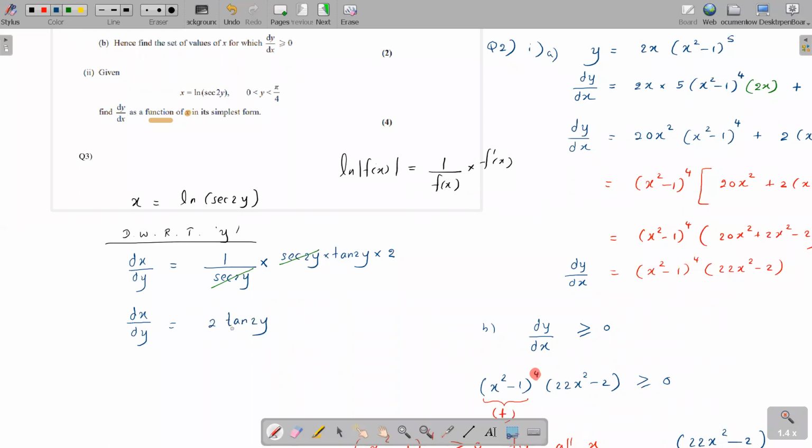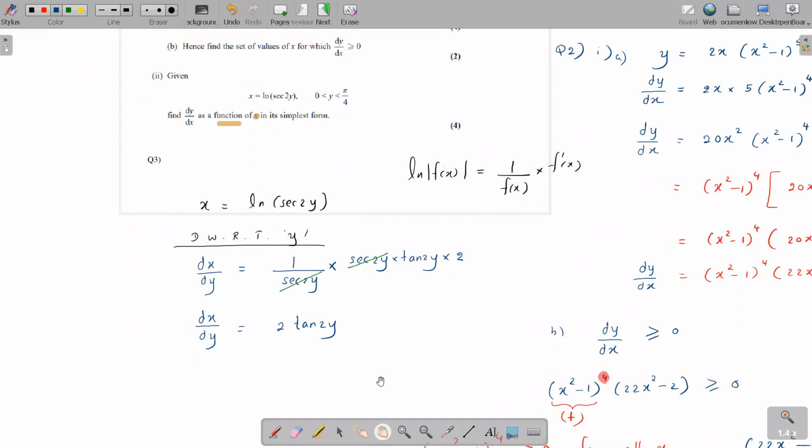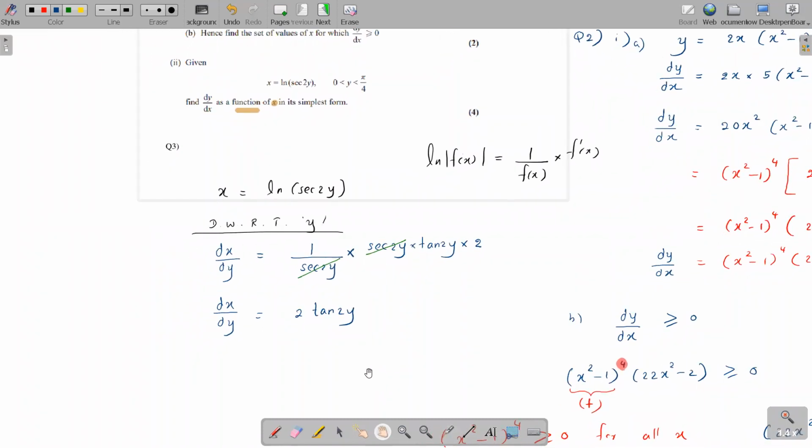Is that okay? But you can't leave it like this, because they say write dy by dx as a function of x, not as a function of y. So you can't keep your answer as tan 2y. It might look like you fully simplified, but it's not an acceptable final answer. So you'll just get 2 marks. So how do we get our answer in terms of x? What should I do to get my answer in terms of x? Tell me your ideas.